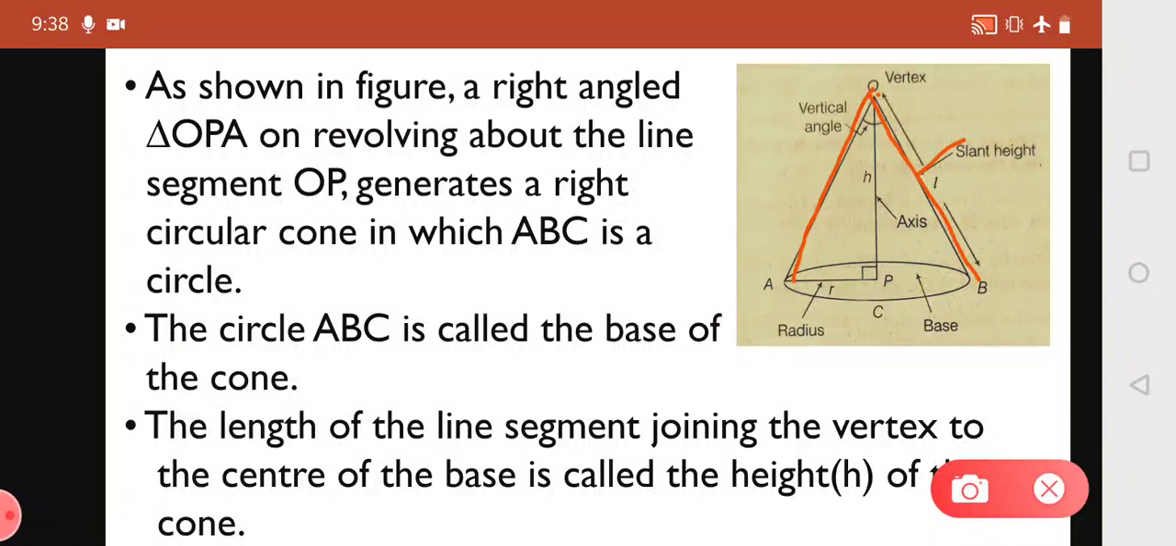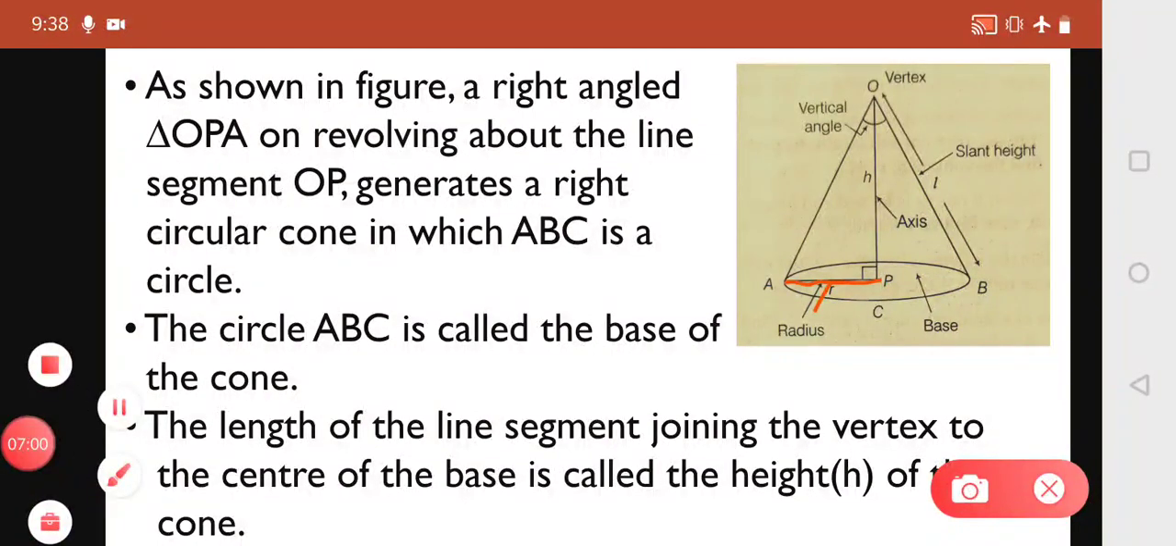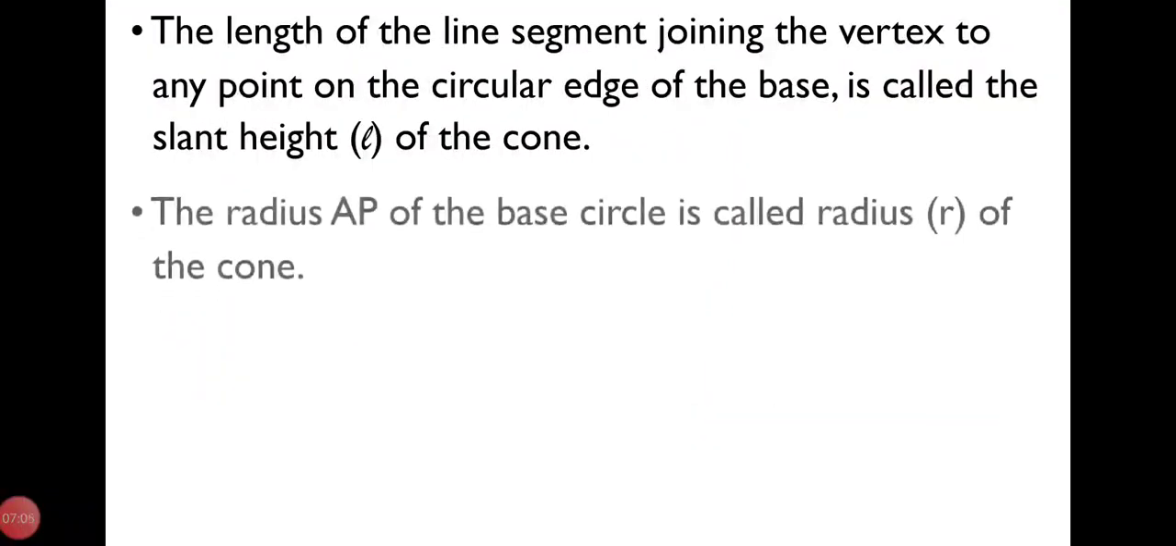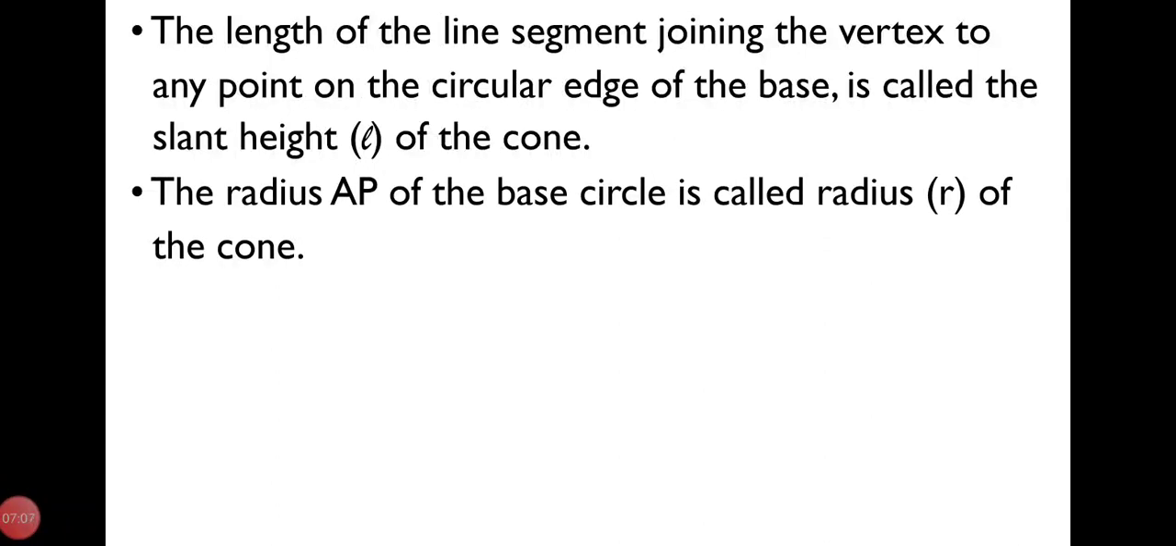Suppose if you are rotating some other side, and if you get a line segment like this on an edge, then this will also be your slant height only. And here AP is nothing but the radius of the circular base. Here you can say radius of the cone also. Thus, the radius AP of the base circle is called the radius, which is denoted by small r of the cone.